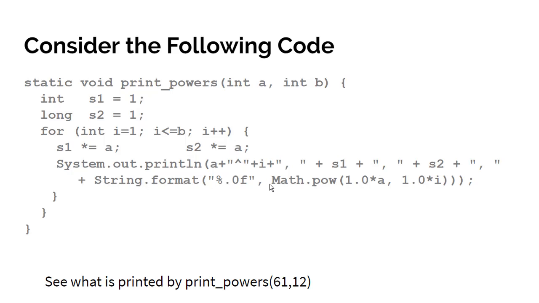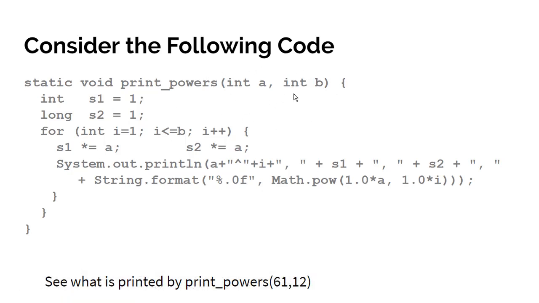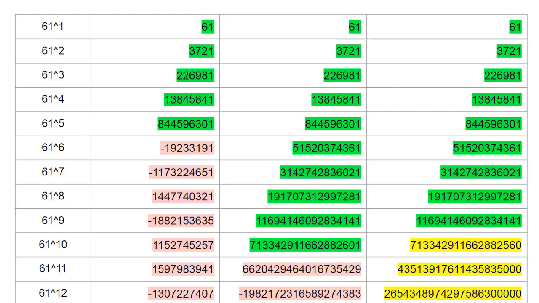In addition, I also print the result from using Math.pow, which computes the power. It takes a double input and returns a double. I encourage you to try this code yourself on your own machine, or find an online IDE, and see what is printed by giving different inputs. The next slide shows what's printed by setting a to be 61 and b to be 12.